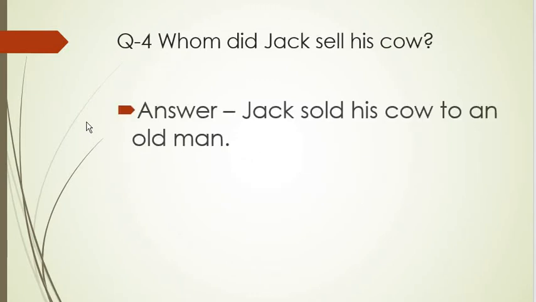Moving on, question number 4. Whom did Jack sell his cow? You all know. This is also from the starting part of the scene of the lesson. So the answer is Jack sold his cow to an old man. Yes, if you remember that old man gave Jack 5 bean seeds, correct? From which the beanstalk grew. So Jack sold his cow to an old man. This is the correct answer. I will repeat one more time so that you can just write it down. So the answer is Jack sold his cow to an old man.